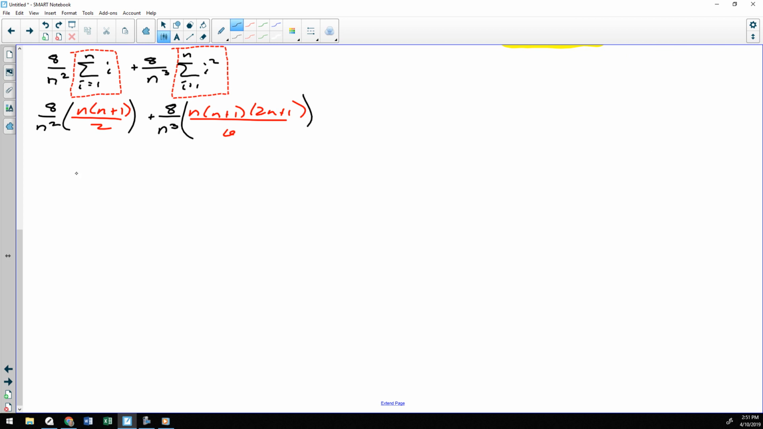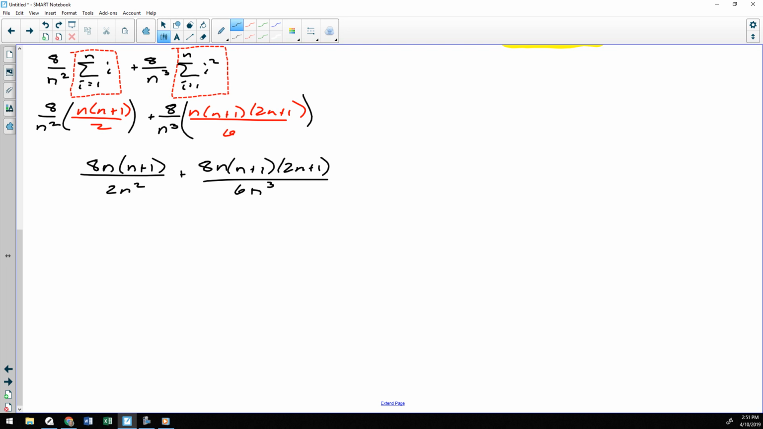So that would be, for the first one, 8 times n times n plus 1. I'll just leave it as 8n times n plus 1. And the bottom is going to be 2n squared. The next one, 8 times n times n plus 1 times 2n plus 1, all over 6 times n cubed.